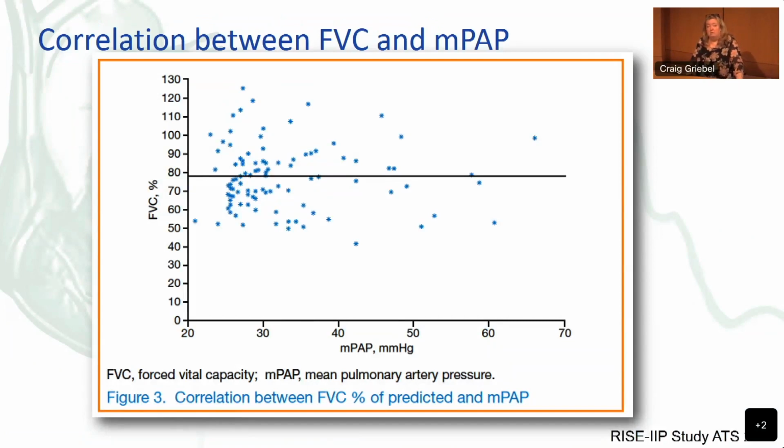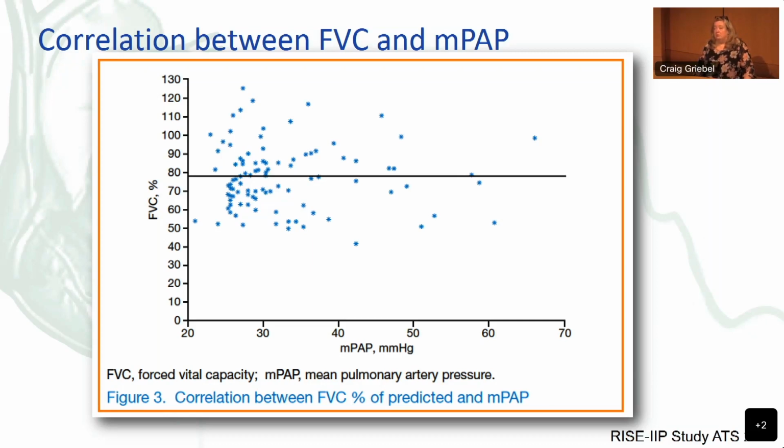Now, typically, the worse pulmonary function you have, the more likely you might have pulmonary hypertension. But you can't say, well, I can correlate forced vital capacity with mean pulmonary artery pressure. You can see it is a total scatter plot. And there are patients with mild interstitial lung disease with significant pulmonary hypertension. There's patients with severe interstitial lung disease with no pulmonary hypertension.